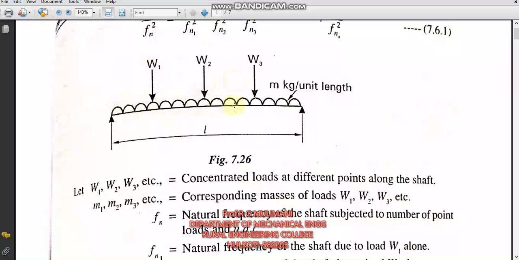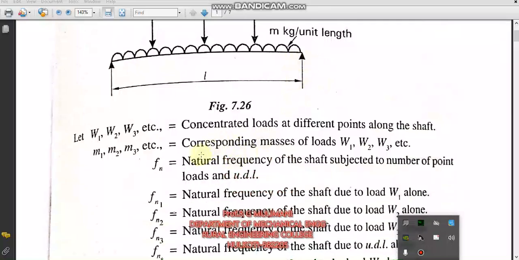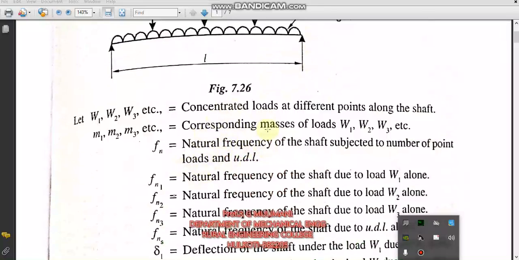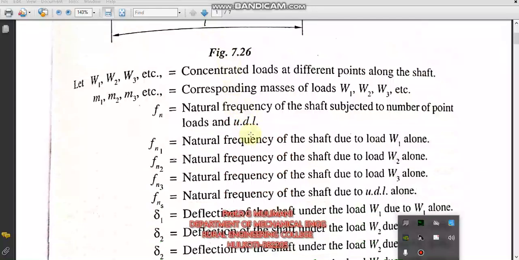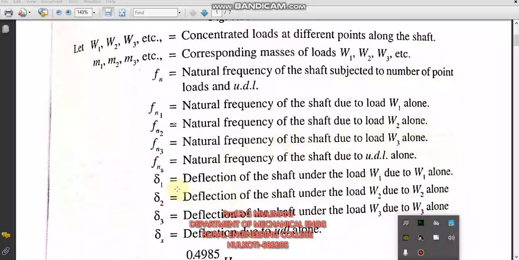In the figure you can see a simply supported beam which is subjected to three point loads as well as a UDL, where W1, W2, W3 are the loads, and this is the UDL of intensity m kg per unit length. Fn is the natural frequency of the system subjected to all the loads, that is point loads and UDL, and Fn1 is the natural frequency of the system due to load 1 alone. Fn2 is due to load 2, and Fn3 is due to load 3.